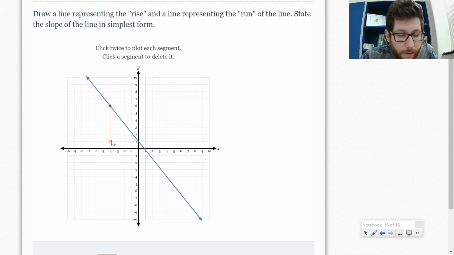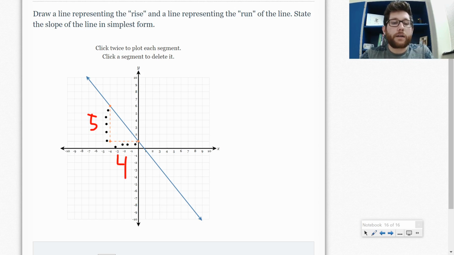So I'm going to go ahead and make my triangle, do my rise and run. Let's count up our boxes. I've got 1, 2, 3, 4, 5. I've got 5 on the left side, and I've got 1, 2, 3, 4. I've got 4 on the bottom here. So 5 over 4. We do our rise, our up and down, over our run, our left and right. So rise over run is 5 over 4.